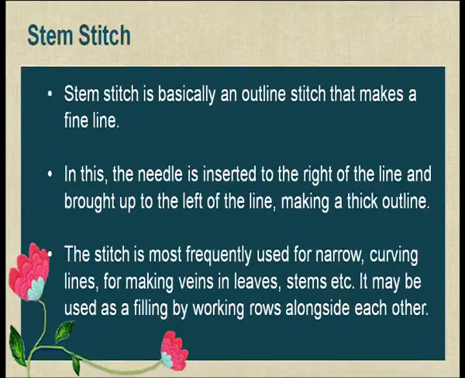Stem stitch is basically an outline stitch that makes a fine line. In this, the needle is inserted to the right of the line and brought up to the left of the line, making a thick outline. The stitch is most frequently used for narrow, curving lines for making veins in leaves, stems, etc. It may be used as a filling by working rows alongside each other.